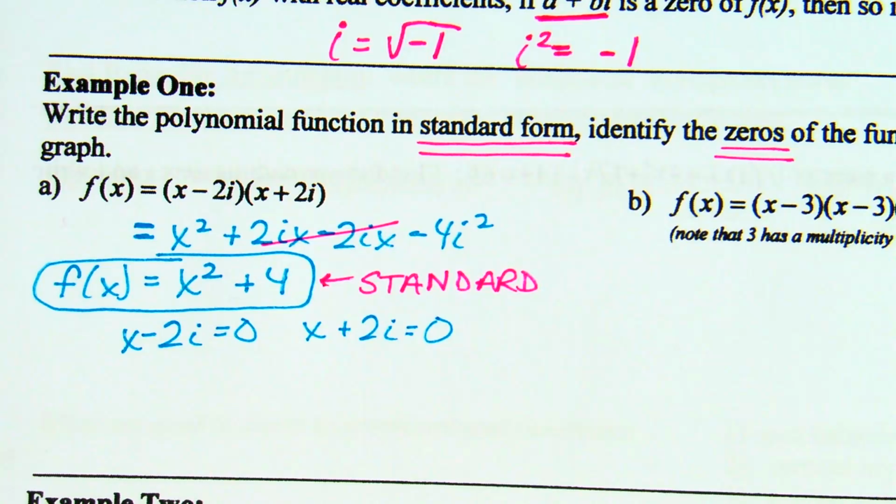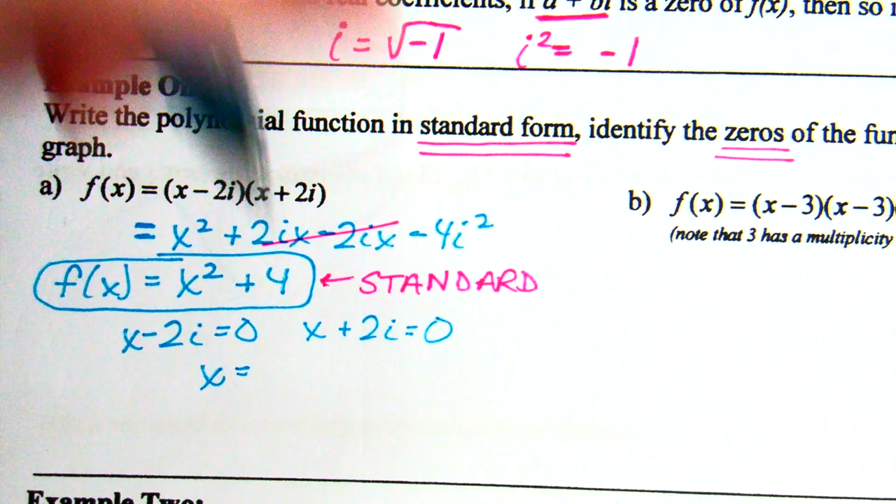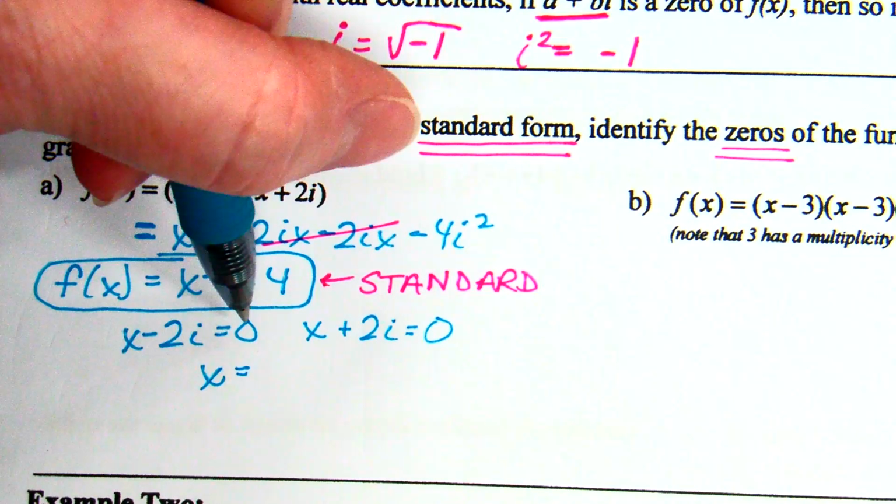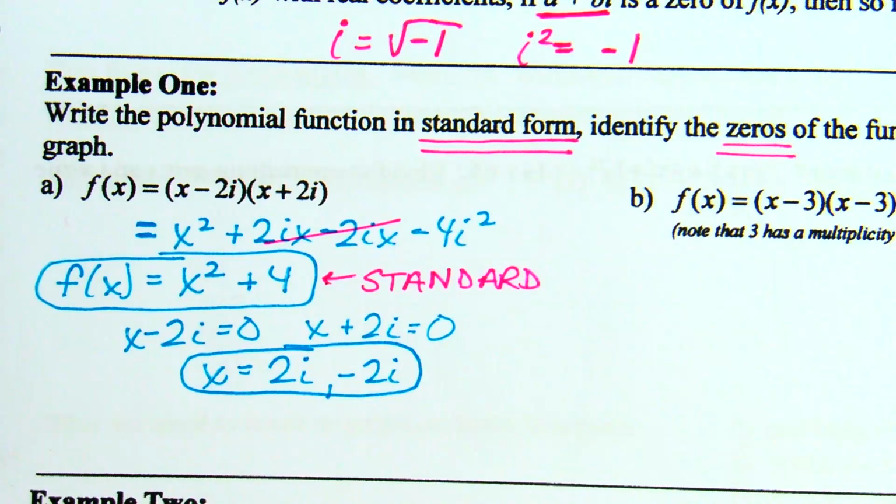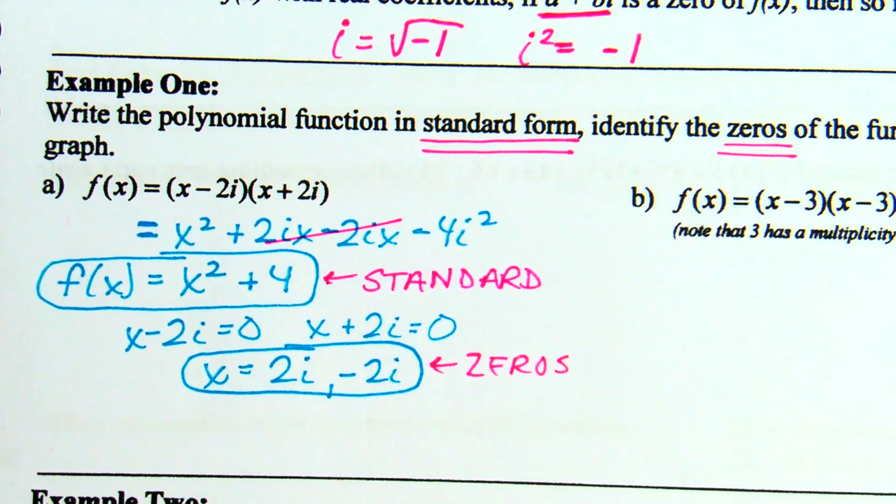Solve those, and what are my zeros? A positive 2i and a negative 2i. I'm going to write 2i, comma, negative 2i. You are welcome to write plus or minus 2i if you want. You'll see me do that some. And what were these? These were my zeros. Okay, these are my solutions then.